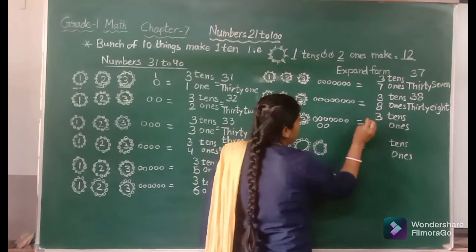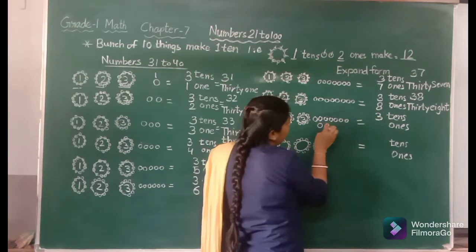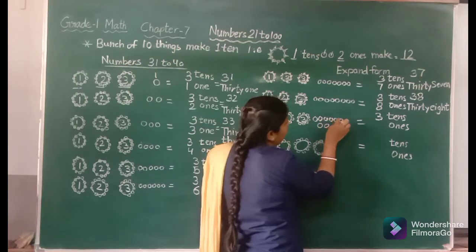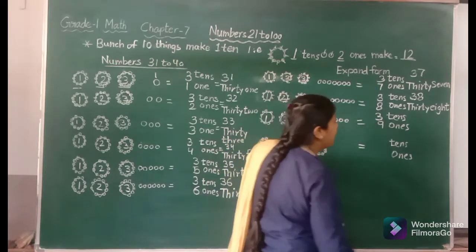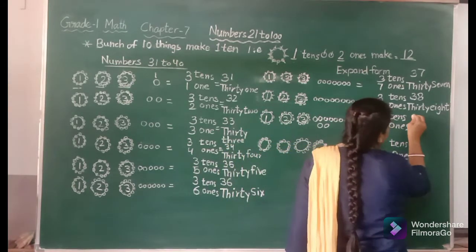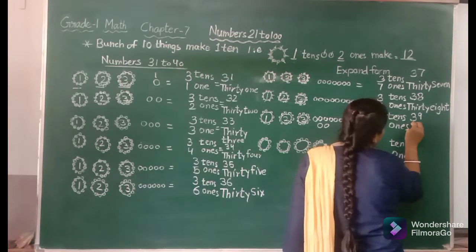And how many single ones are there? Beads are there. We have to count it. 1, 2, 3, 4, 5, 6, 7, 8, 9. 9 beads are there. So write here 9 ones. So what is the number? 39. And what is the spelling of 39?